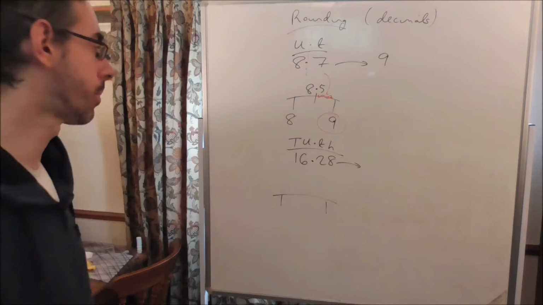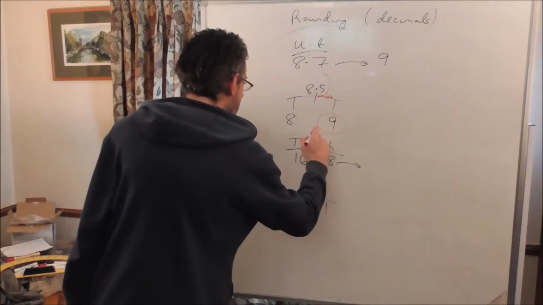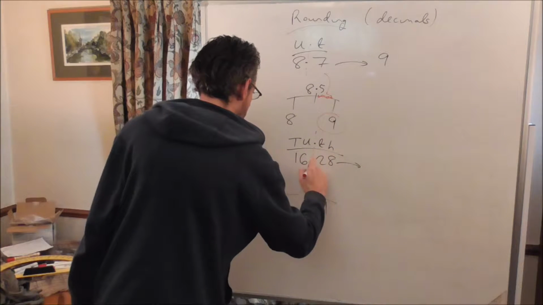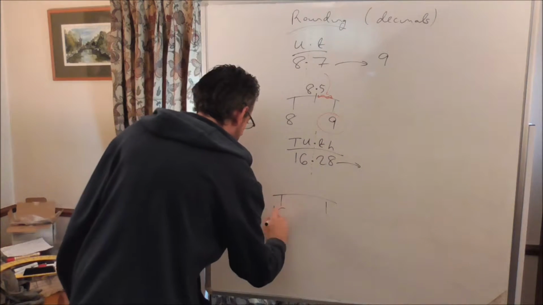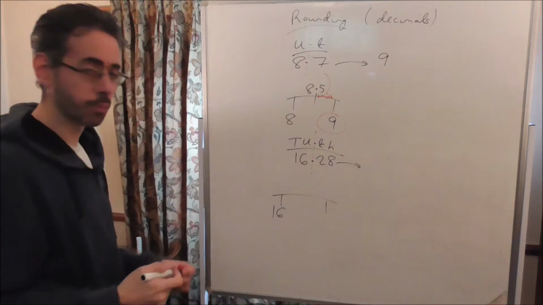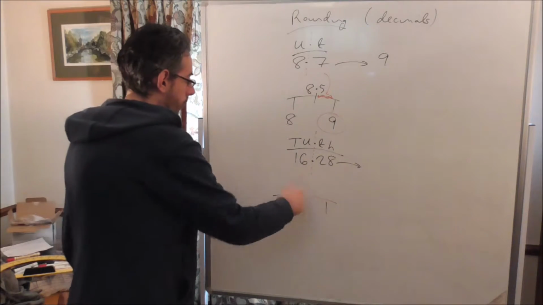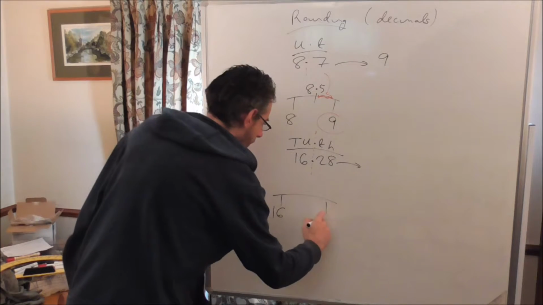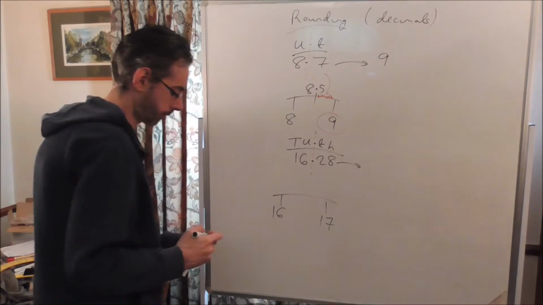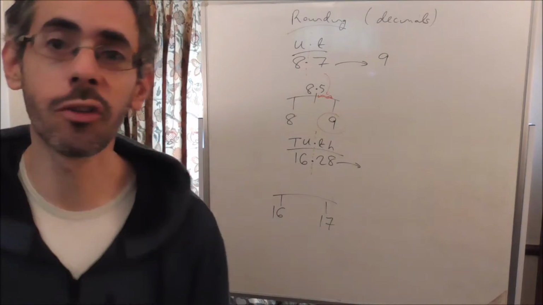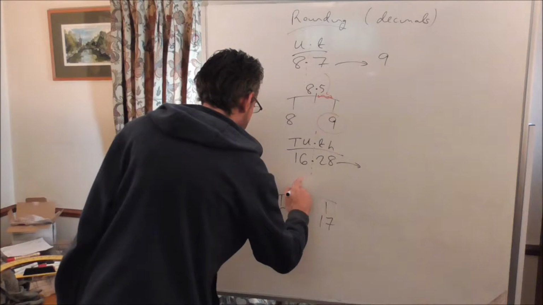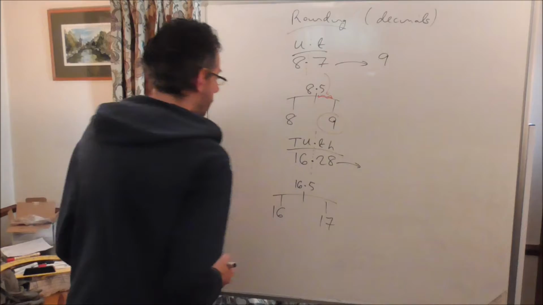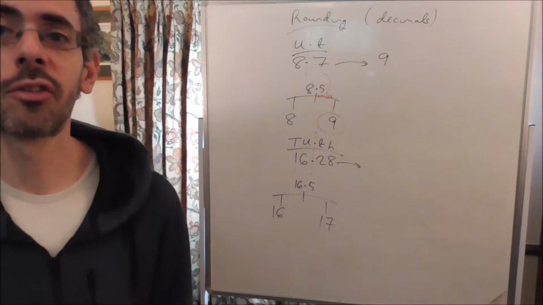So to get the whole number directly below 16.28, just get rid of the decimal part of the number. Everything after the decimal point, just get rid of it. So we're just left with 16. That's the whole number directly below 16.28. The whole number above 16.28 is just the next whole number after that, 17. Which one is it closer to? Well, in the middle you've got 16.5. So is our number bigger or smaller than 16.5?